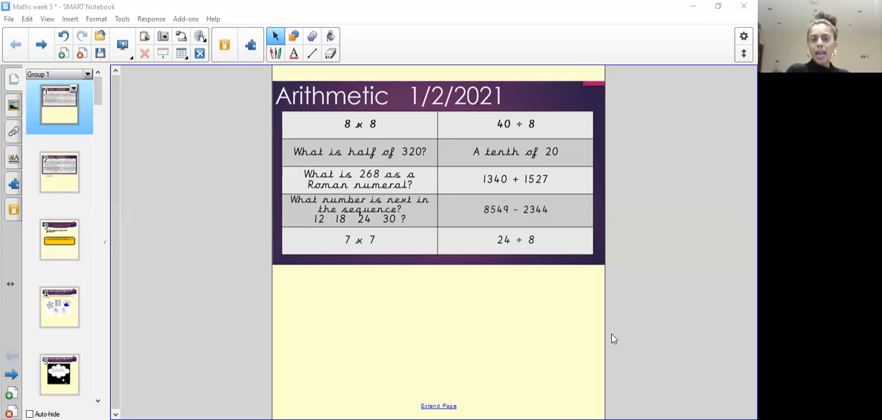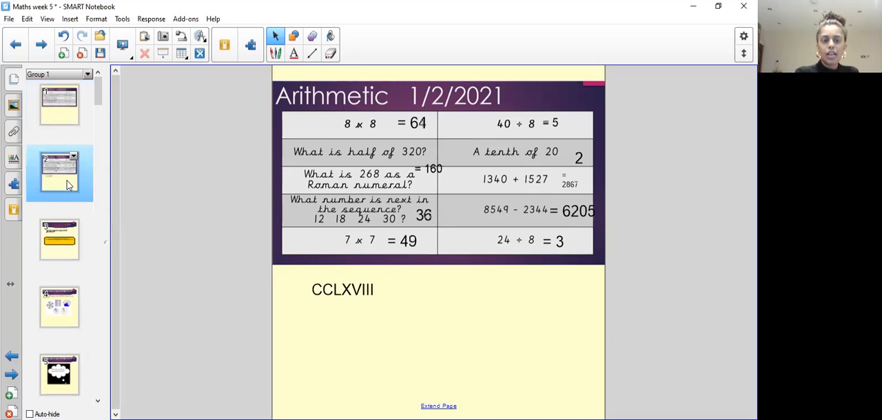So 8 times 8. What is half of 320? What is 268 as a Roman numeral? What number is next in the sequence 12, 18, 24, 30? 7 times 7, 40 divided by 8, a tenth of 20, 1,340 add 1,527, 8,549 take away 2,344, and 24 divided by 8.